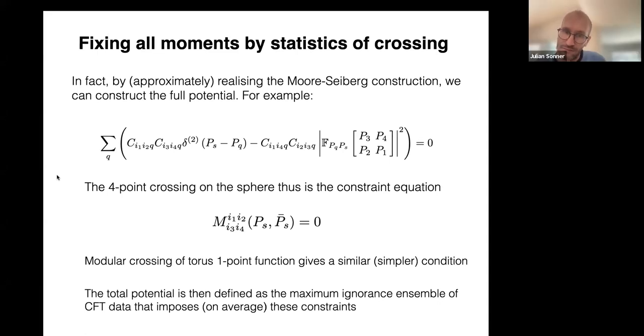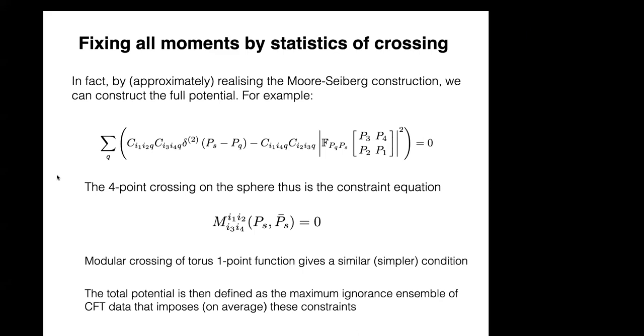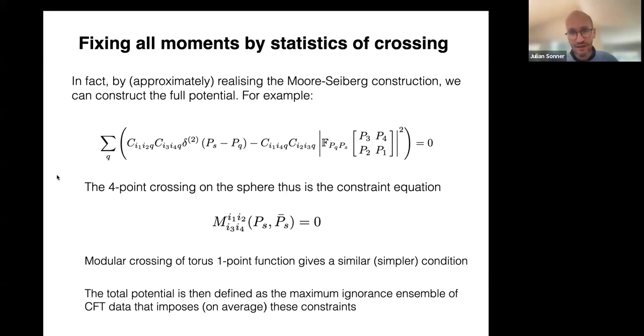No, sorry. This is the fusion kernel. I see. This is the fusion kernel. Yeah. Okay. So this indeed should not depend on the theory. Okay. And it does not. Yeah. But so now, this is the crossing equation.